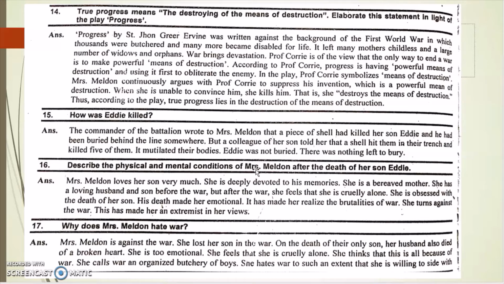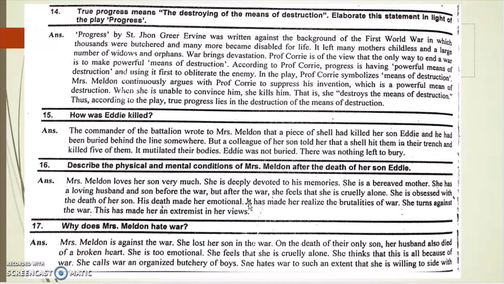Describe the physical and mental condition of Mrs. Meldon after the death of her son Eddie. So Mrs. Meldon loves her son very much. She is deeply devoted to his memories. She is a bereaved mother. Bereaved means somebody who is grieving the loss of a loved one. She had a loving husband and a son before the war, but after the war she feels that she is cruelly alone. She's obsessed with the death of her son.